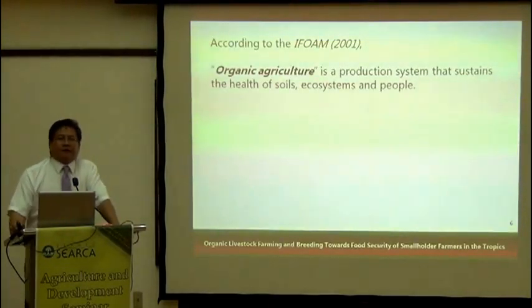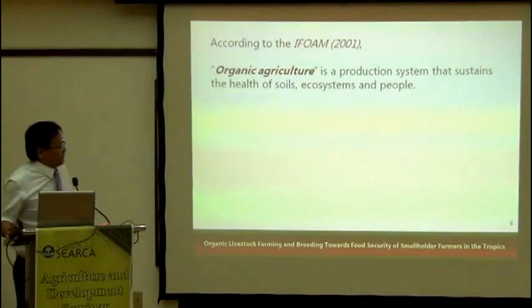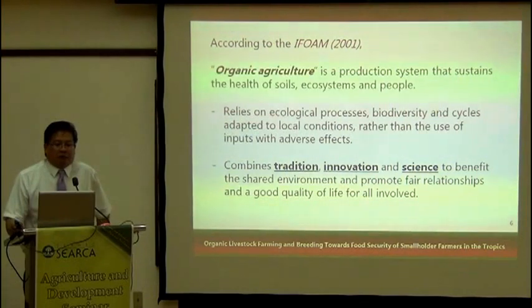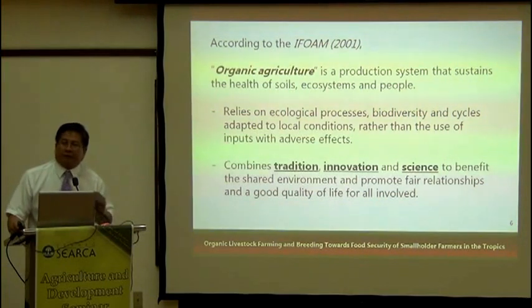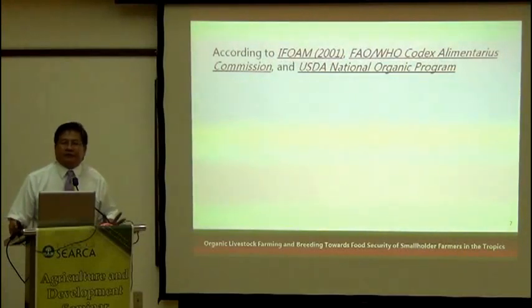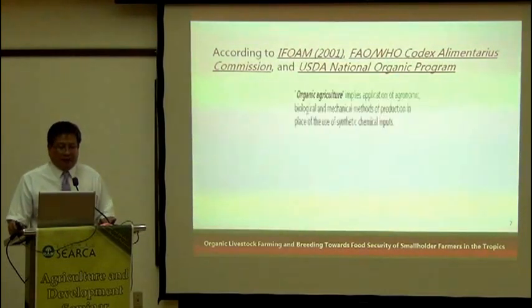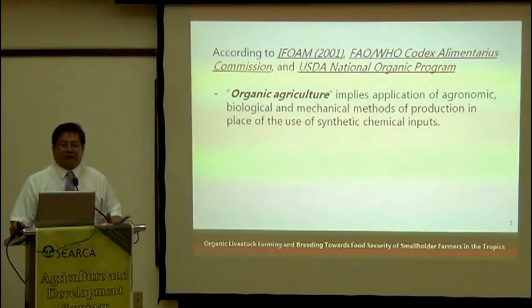You are familiar also with the definitions of organic agriculture in general. That is, it's a production system that sustains the health of soils, ecosystems and people. I'd like to highlight that organic agriculture combines tradition, innovation, and science to benefit the shared environment and promote fair relationships and a good quality of life for all people. There have been so many definitions, like those of IFOAM, the Codex Alimentarius, the USDA NOP, and the common definition is that organic agriculture implies application of agronomic, biological, and mechanical methods of production instead of using synthetic chemical inputs.